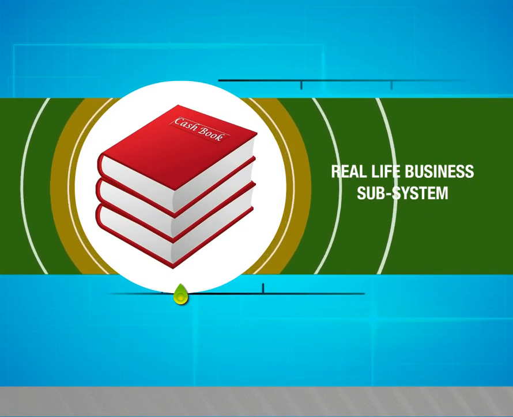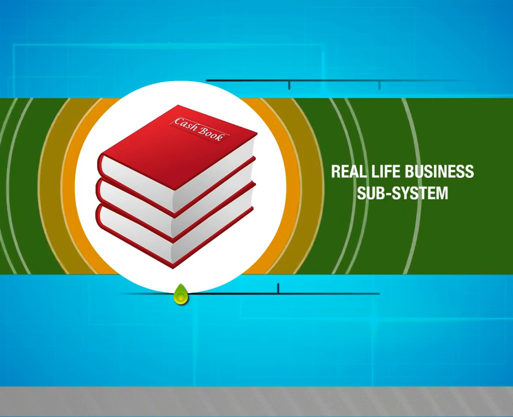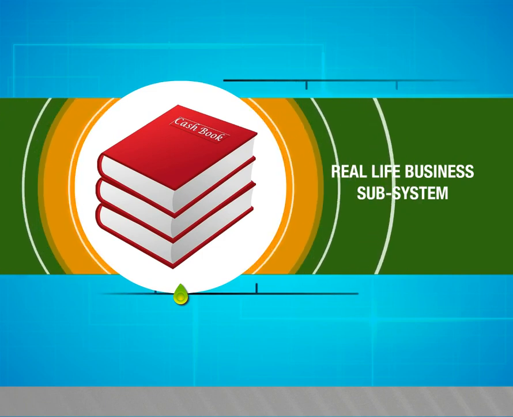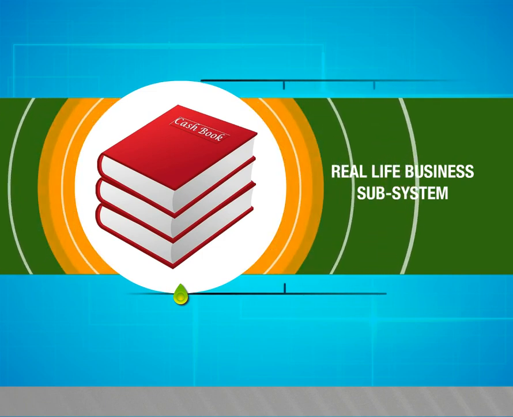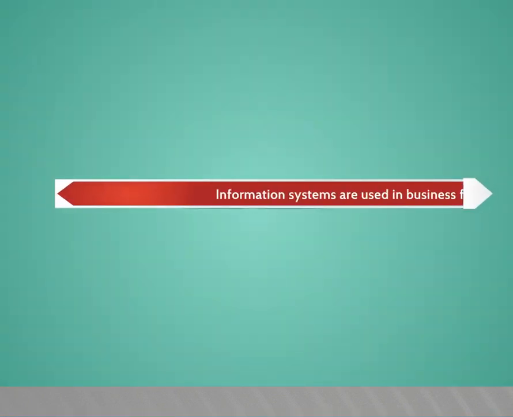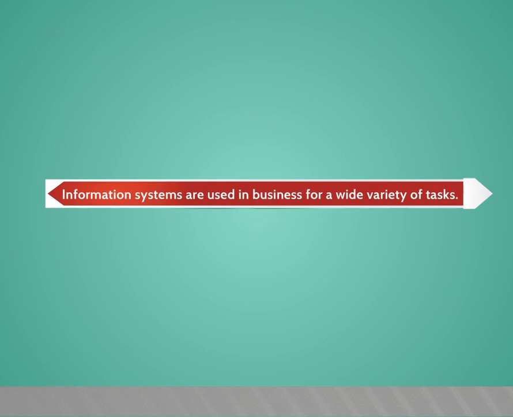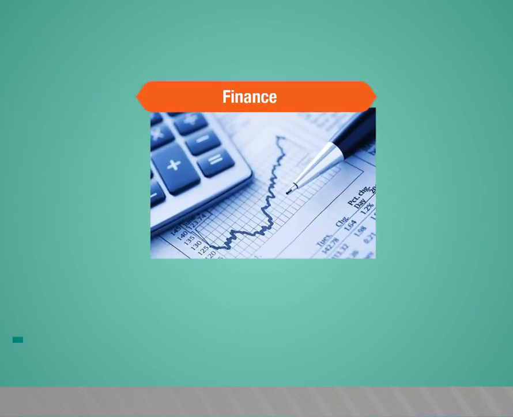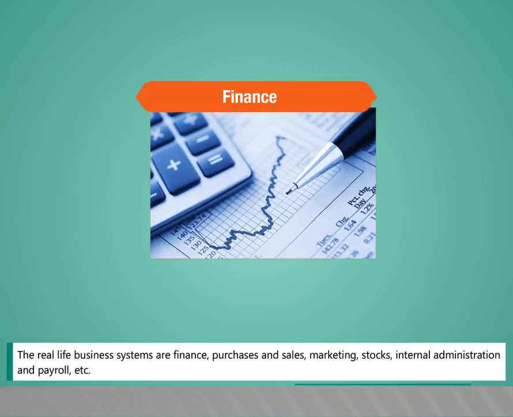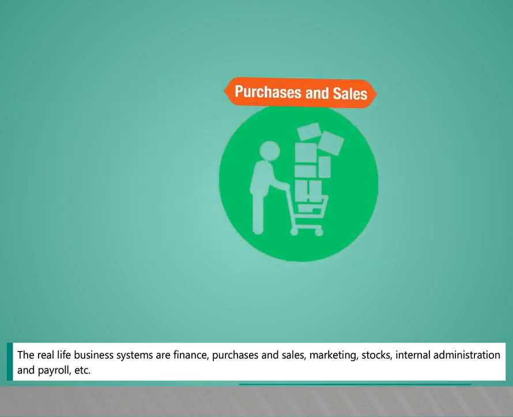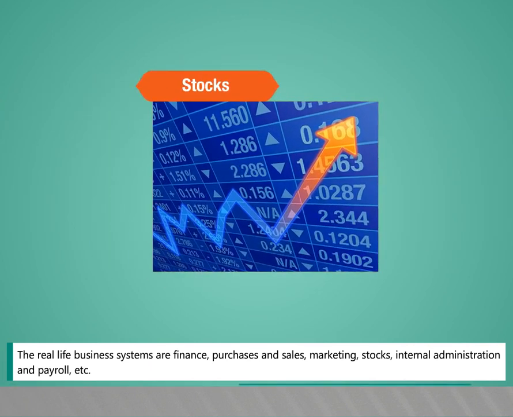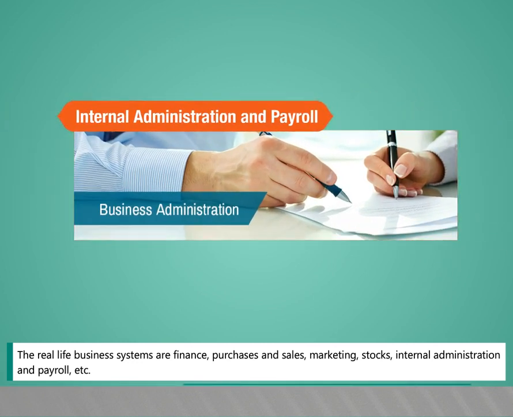Real-life business subsystem. In this video, we are going to see about real-life business subsystem. Information systems are used in business for a wide variety of tasks. The real-life business systems are finance, purchases and sales, marketing, stocks, internal administration and payroll, etc.